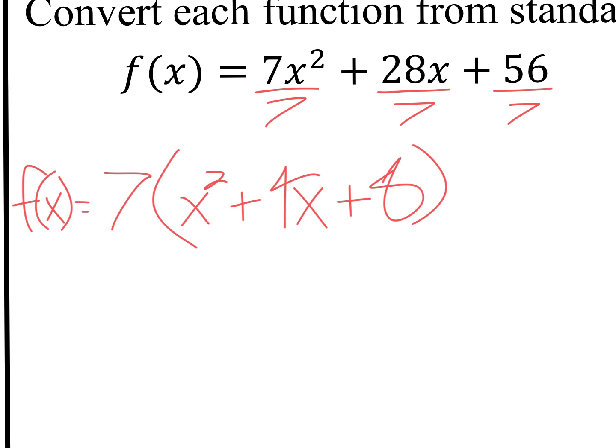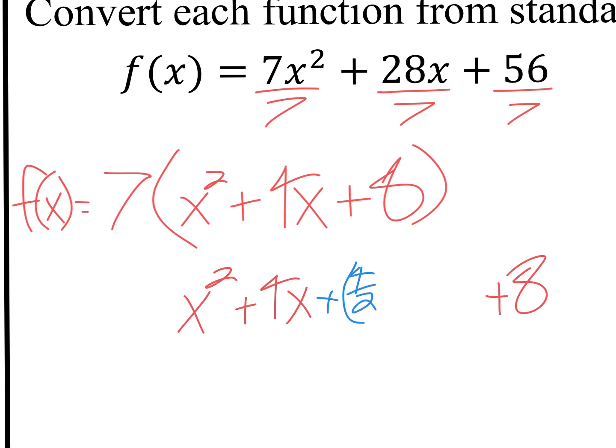I'm going to move the 8 over and give it some space because now we're going to add in our b over 2 squared term. Just like we did in converting by completing the square when a equals 1, you're going to add and subtract that b over 2 squared term. My b term here is 4, so I'm going to do 4 over 2 squared, and then minus 4 over 2 squared. And I'm going to group these outer two terms together.